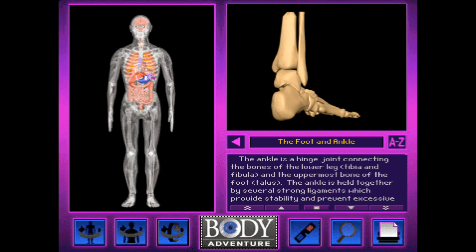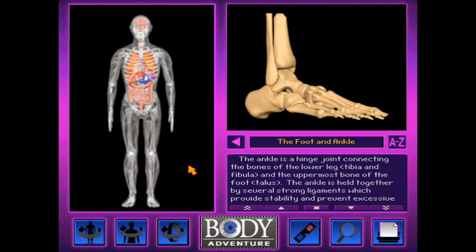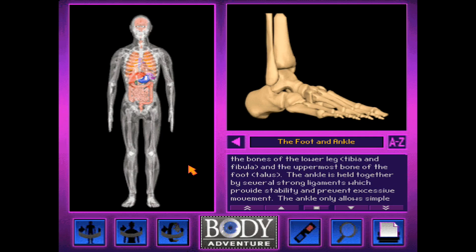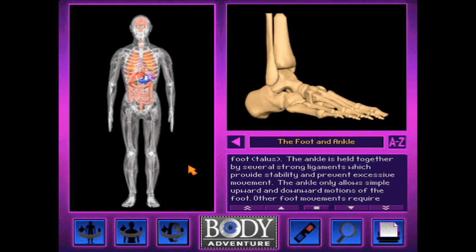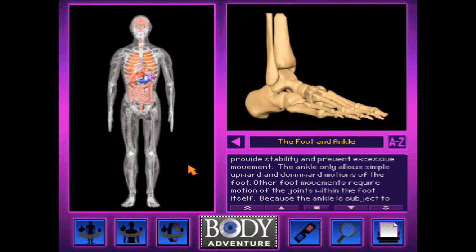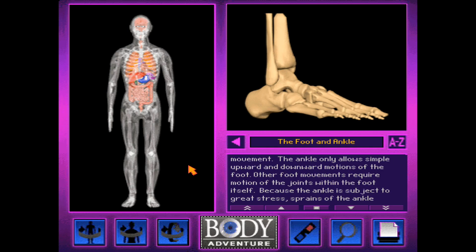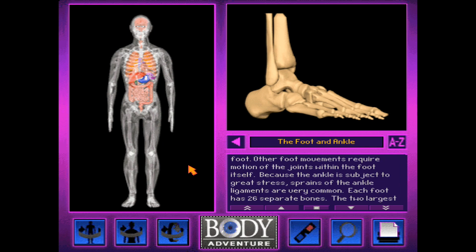The foot and ankle. The ankle is a hinge joint connecting the bones of the lower leg, tibia and fibula, and the uppermost bone of the foot, talus. The ankle is held together by several strong ligaments which provide stability and prevent excessive movement. The ankle only allows simple upward and downward motions of the foot. Other foot movements require motion of the joints within the foot itself. Because the ankle is subject to great stress, sprains of the ankle ligaments are very common.